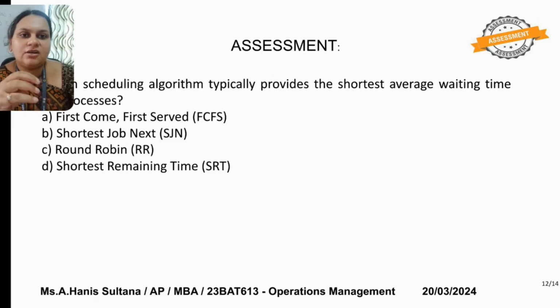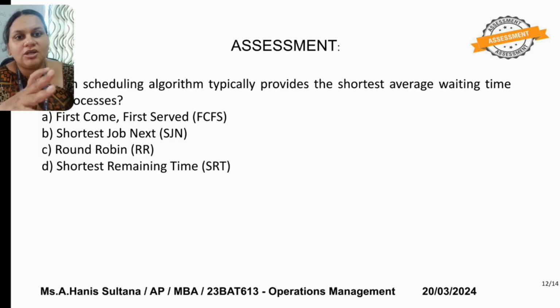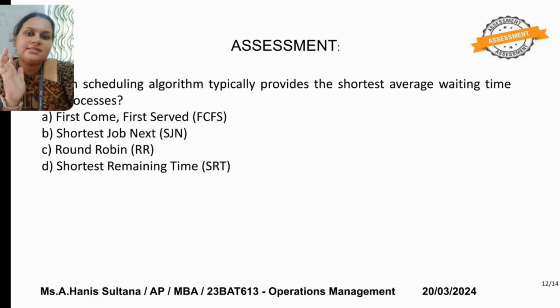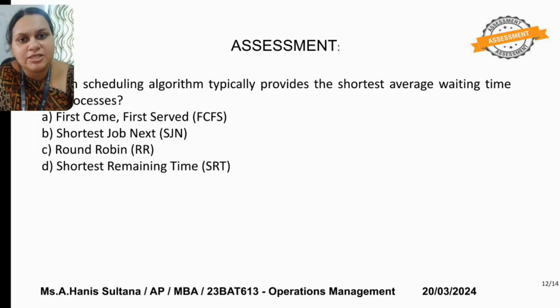In our assessment, the scheduling algorithm that typically provides the shortest average waiting time is, as we all know, shortest job next. It is the method where we can allocate within a short span of time, so the average waiting time is very low when compared to the other three methods.